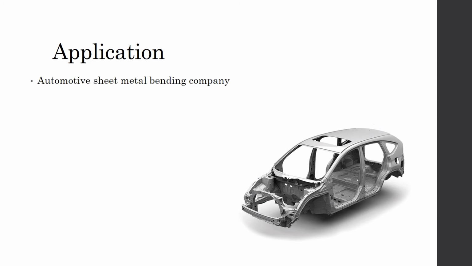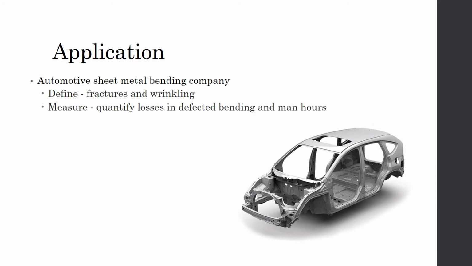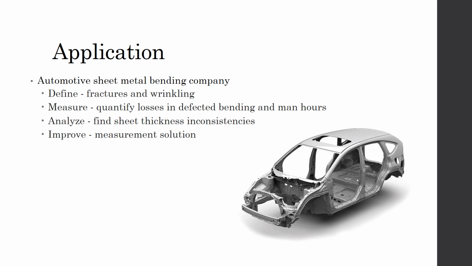So as far as the application for our project, we decided that we would be managing an automotive manufacturing company that designs car bodies by sheet metal bending. The first step in applying Six Sigma principles to the manufacturing process is to define the issue. When it comes to sheet metal bending, 2 of the biggest defects that occur are fractures and wrinkling in the metal. The next step would involve measuring the problem and quantifying it by looking at the amount of part defects that occur and must be thrown away. In analyzing the problem, we find that initial sheet thicknesses are the root cause of the issue.